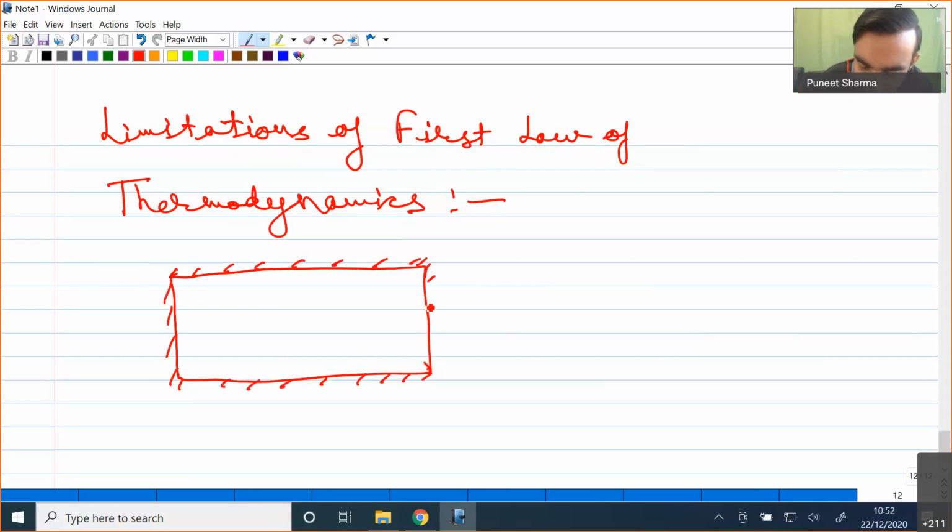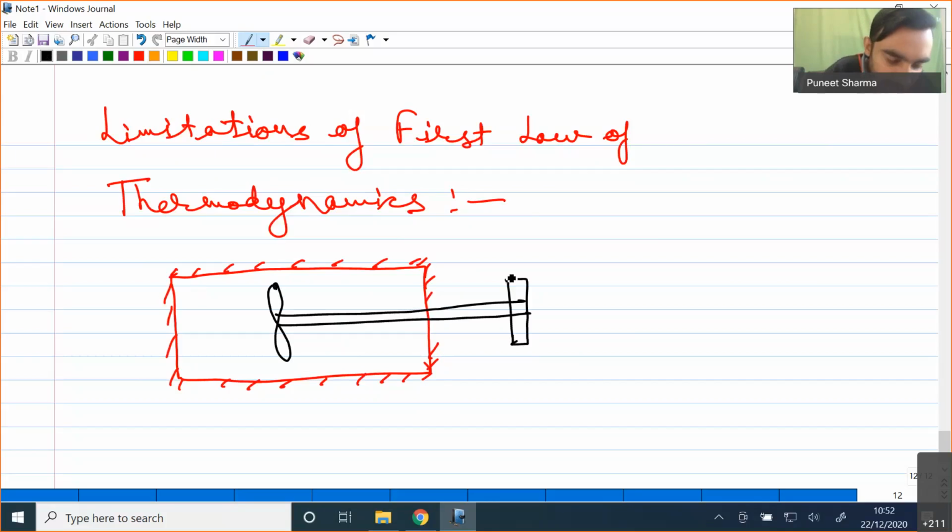Initially it is well insulated, and now we are having some paddle wheel over here. Okay, so over here we have some pulley, and then we are having some weight which is actually attached to it. So this is, say, the initial position of the weight. Now at this point we are having, say, the thermodynamic state of the system as state 1.